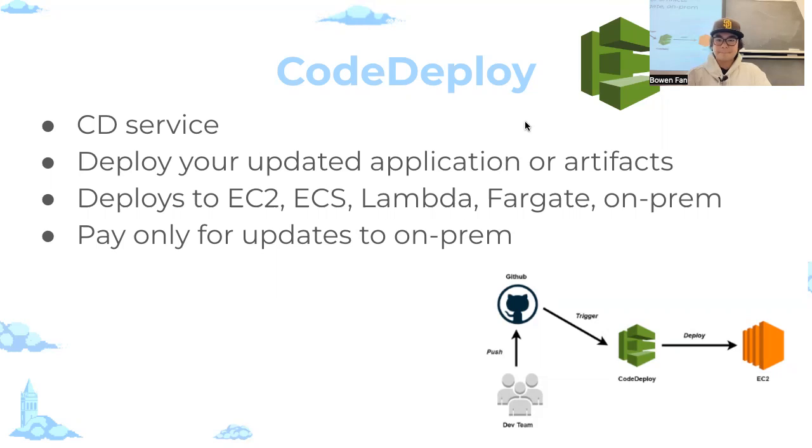So yeah, AWS CodeDeploy, if you look at this visual, you have a dev team that pushes to GitHub or CodeCommit. You can trigger a code deployment. So as soon as it does all the right checks in GitHub, you have a CodeDeploy phase that deploys the nice and updated source code into an EC2 instance. And that's a new update to your application. So yeah, CodeDeploy, CD service.